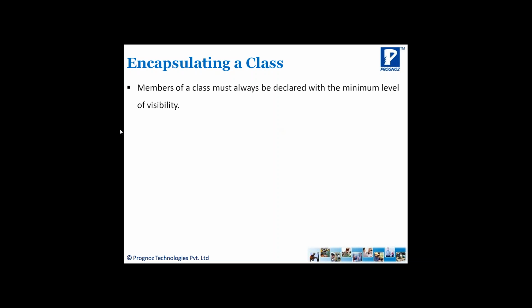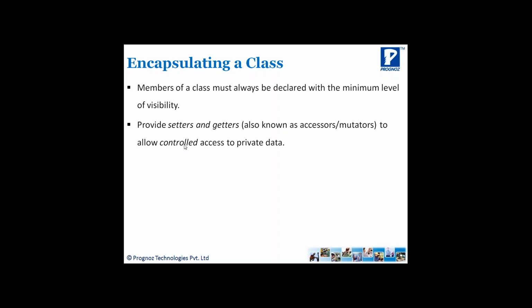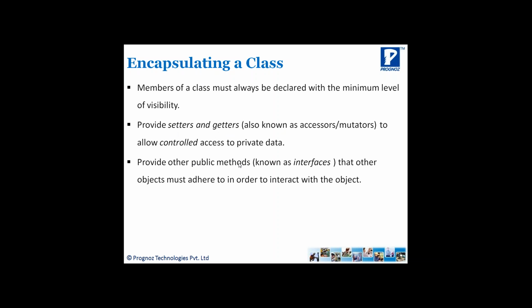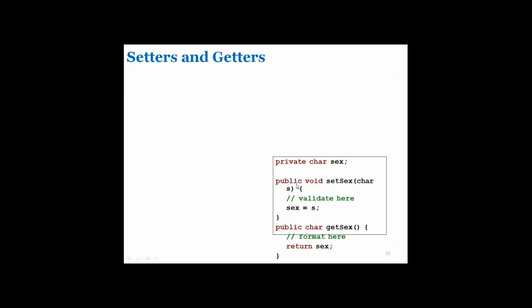And how to encapsulate: members of a class must be declared with the minimum level of visibility. So here the minimum level of visibility that I was providing is private. We can only provide one minimum level of visibility. If I don't want it to be accessed by another class, I make it private. Provide setters and getters to allow control of the private data. See, minimum accessibility is nothing but the private field, and to provide access outside the class, we create a public setter and getter method. Provide other public methods that other objects must call in order to interact with the object.